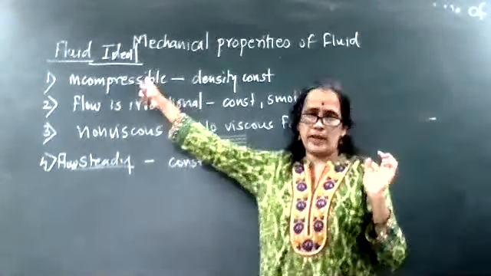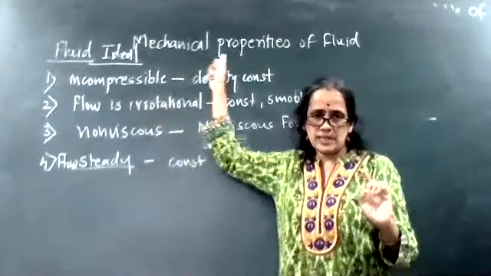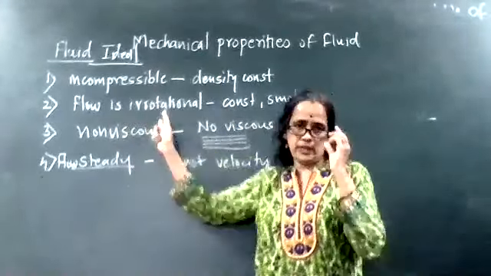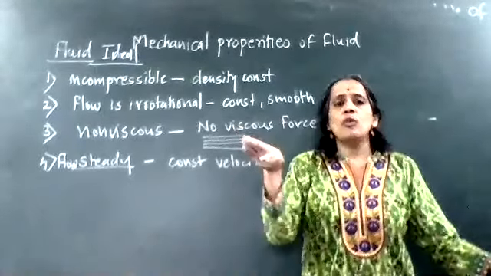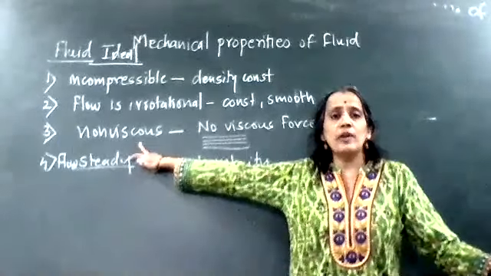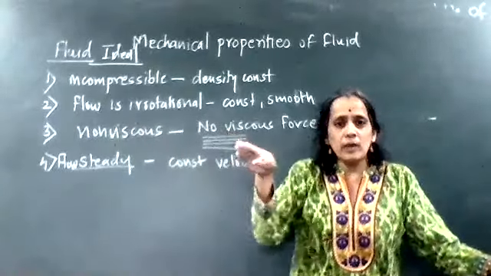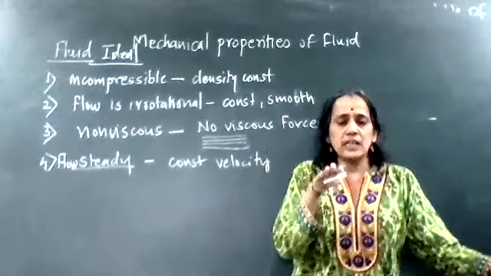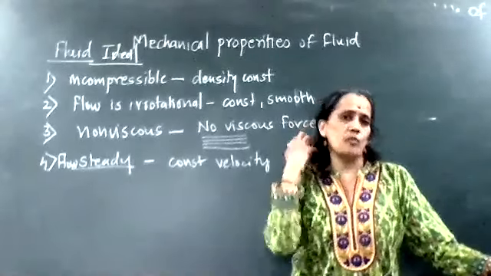The first property of an ideal fluid is that it is incompressible. Incompressible means density will remain constant. Second, the flow of the fluid is irrotational, which means the flow is smooth and constant. Then the fluid has the property of being non-viscous, which means the fluid flows in the form of layers, and no layer exerts force on the adjacent layer. That means there is no viscous force.